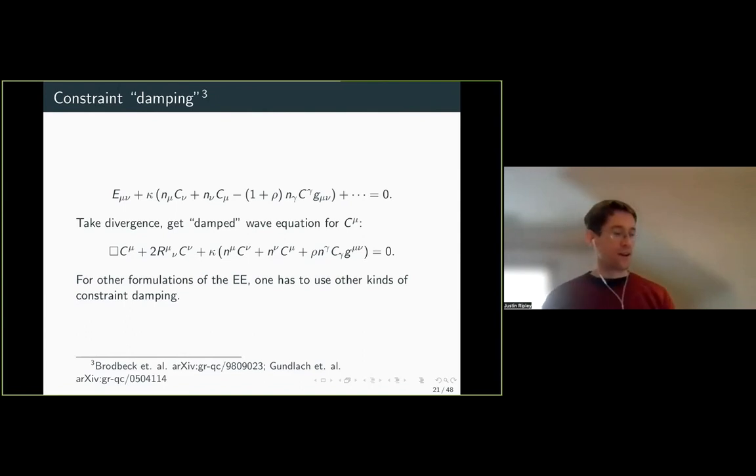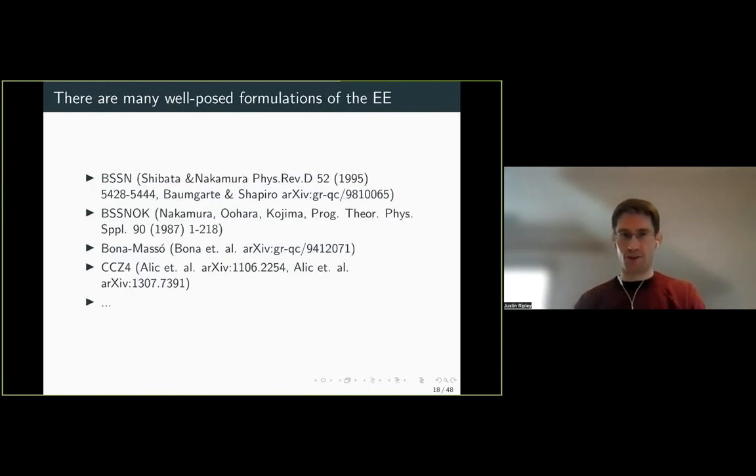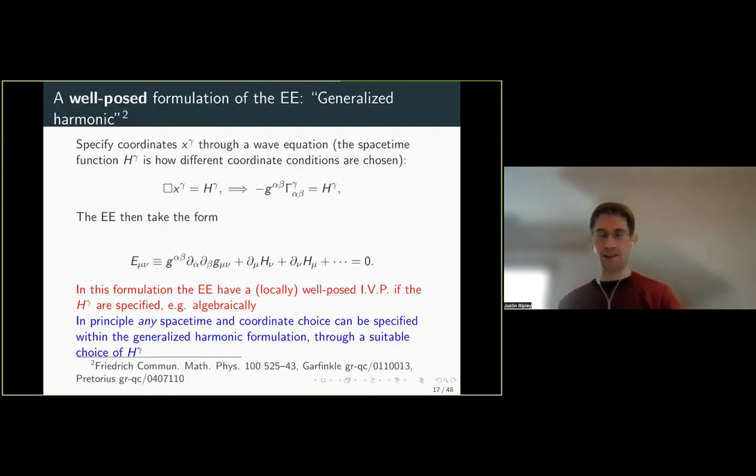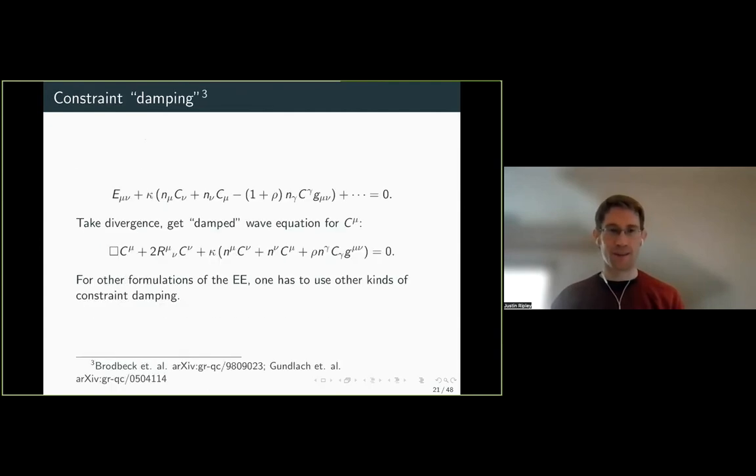And what Franz Pretorius did, which surprised people and made them very happy, was that he solved the Einstein equations using this generalized harmonic formulation. He used the constraint damping I showed you, and he was able to get two black holes to collide. Actually, I should just show you the picture at the end. That's why I'm showing you this formulation. It was the first set of tricks that got two black holes to actually collide.